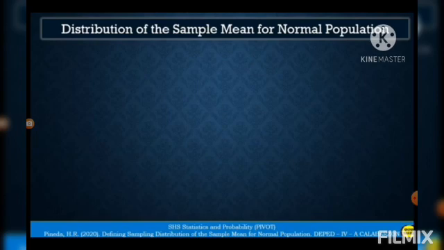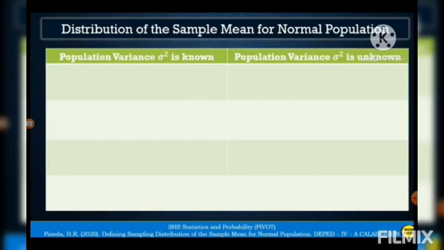We need to find the formula and distribution. So here, the population variance σ² is known and the population variance σ² is unknown. First, the population has a mean μ and variance σ².